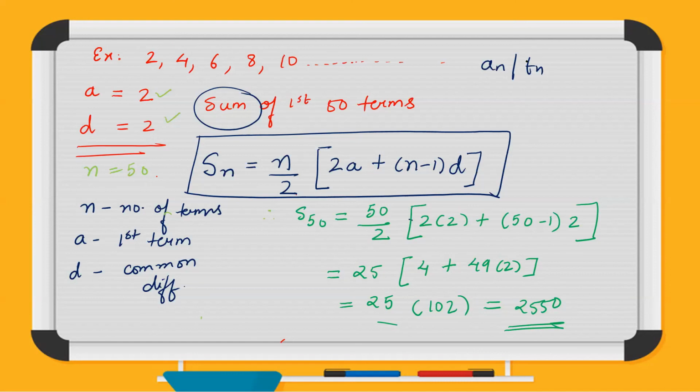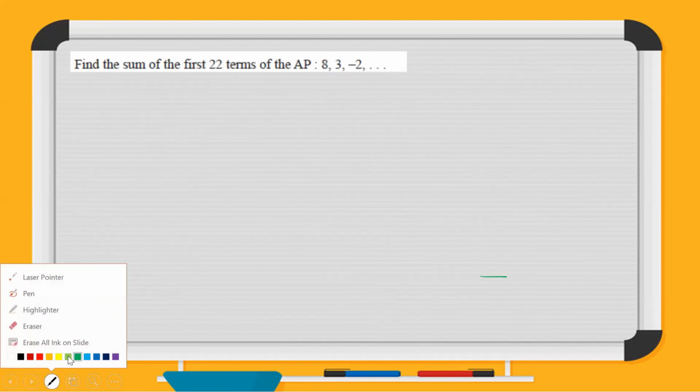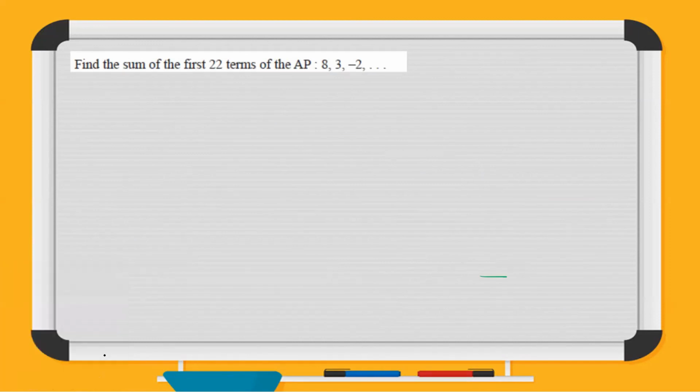Now let us solve some questions based on this formula. The question says: find the sum of first 22 terms of the given AP. Whenever the AP is given, it is very easy to find A. A is equal to 8. What will be D? D is always the second term minus the first term. So 3 minus 8 is going to be minus 5. Minus 2 minus 3, again it's going to be minus 5, right? So D over here is minus 5. And what is N? We need the sum of first 22, so N is equal to 22.